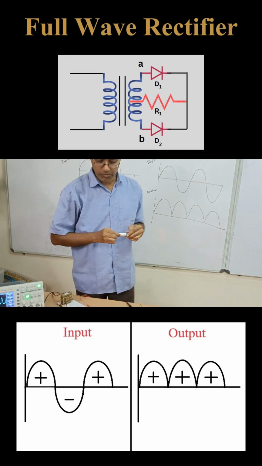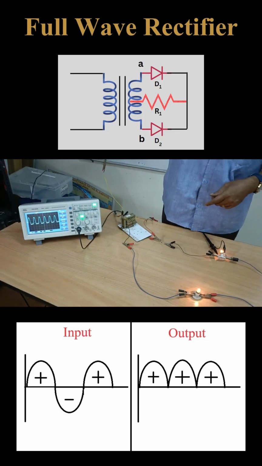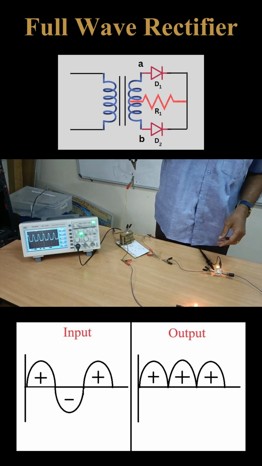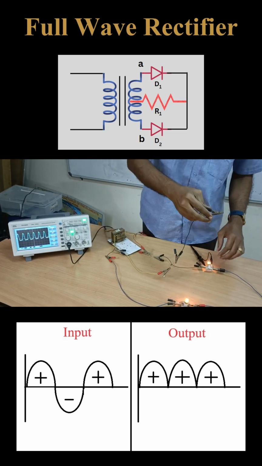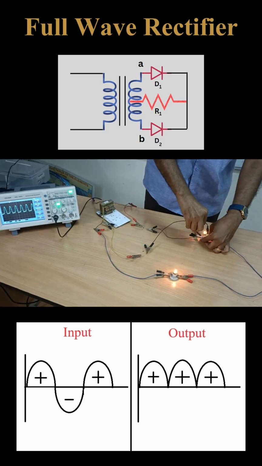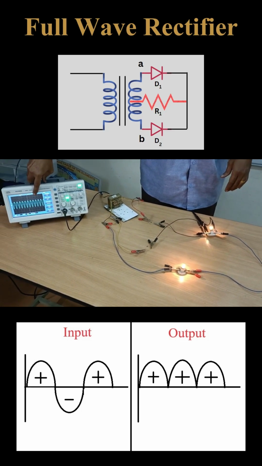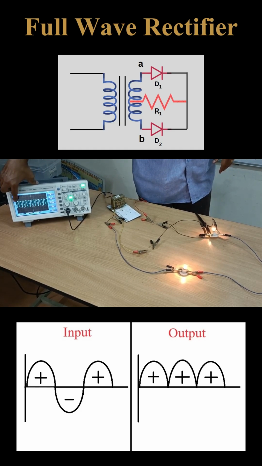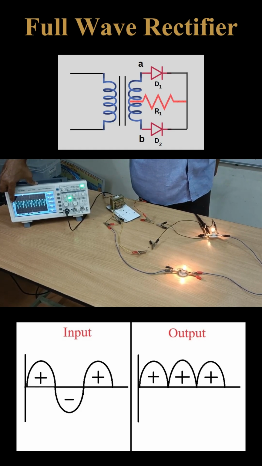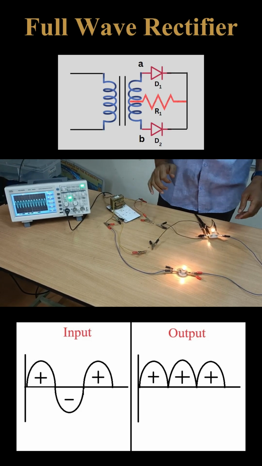So let me show you how it works here. You see I have another PN junction diode connected over here. So when this is connected over here, you can see that the full wave is coming through, so the half which was lost earlier is now there.